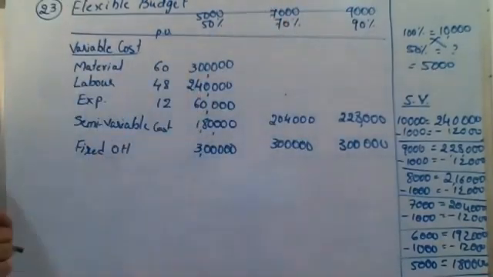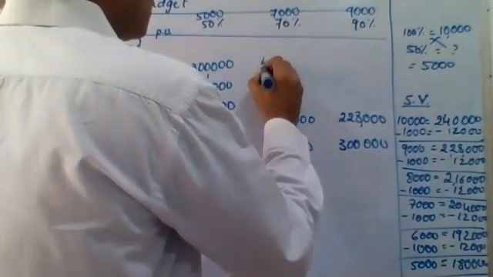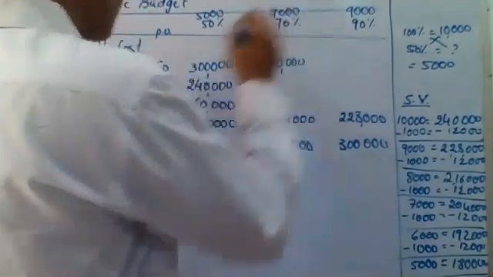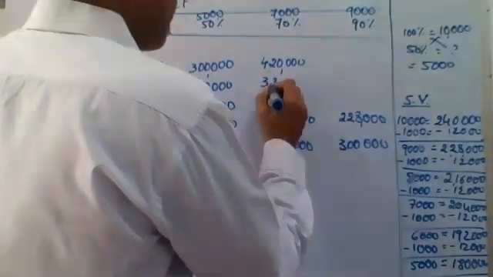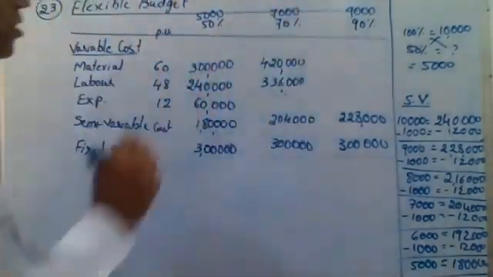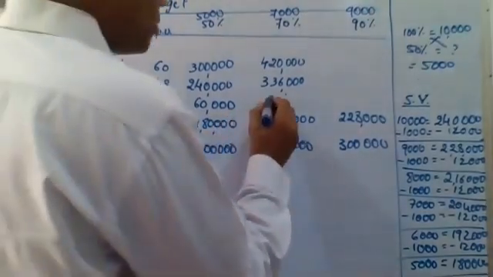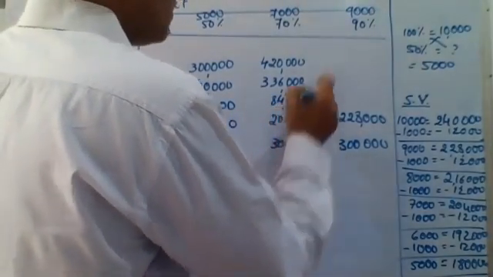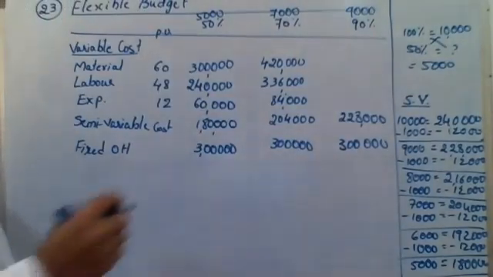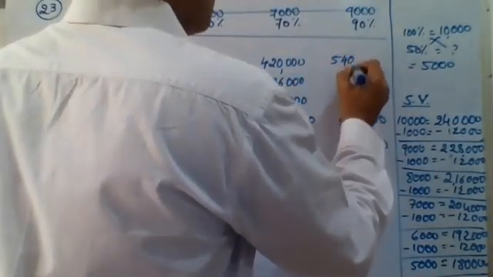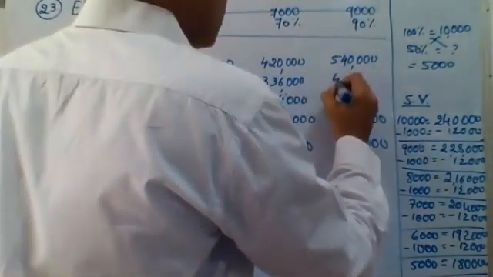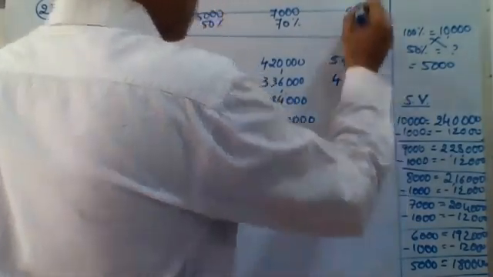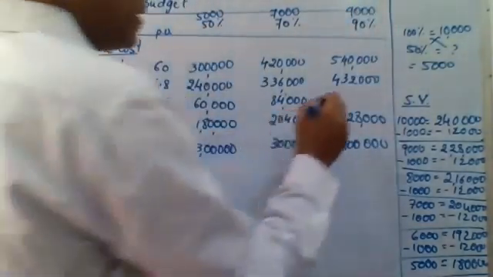Similarly, 7,000 into 60 comes to 4,20,000. 7,000 into 48 comes to 3,36,000. 7,000 into 12 comes to 84,000. Same with 9,000 into 60, 5,40,000. 9,000 into 48, 4,32,000. 9,000 into 12 comes to 1,08,000.